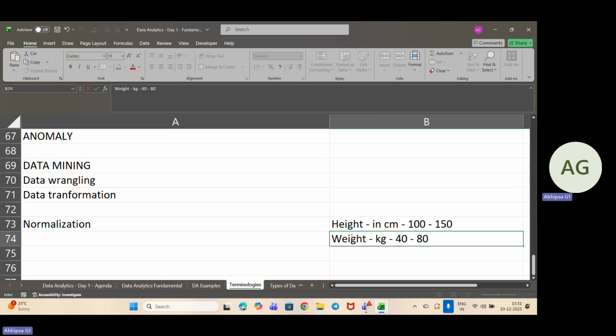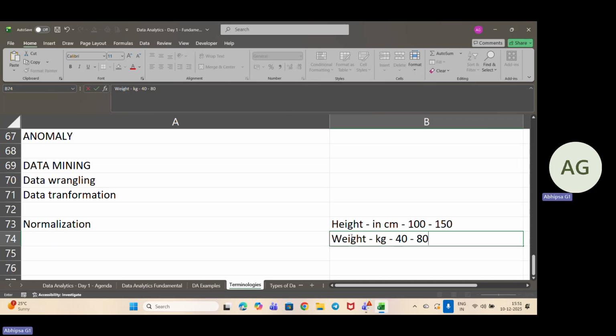So they are on different levels, right? Weight is in the range of 40 to 80, height is 100 to 150. The measurement units are different, centimeter and kg, and the ranges are different too. So we need to bring both into a similar range so that my model can understand it. That is called normalization or scaling.